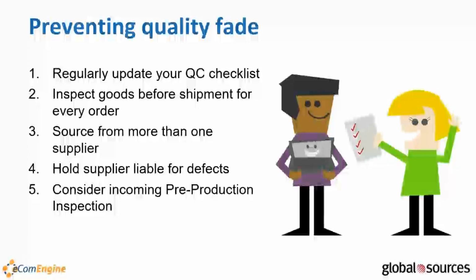So what can you do to minimize quality fade? First of all, keep your product specifications and QC checklist updated so suppliers don't have an excuse when they're caught using substandard materials. As I mentioned previously, a product specifications sheet will hold the supplier responsible to the standards they have agreed to.